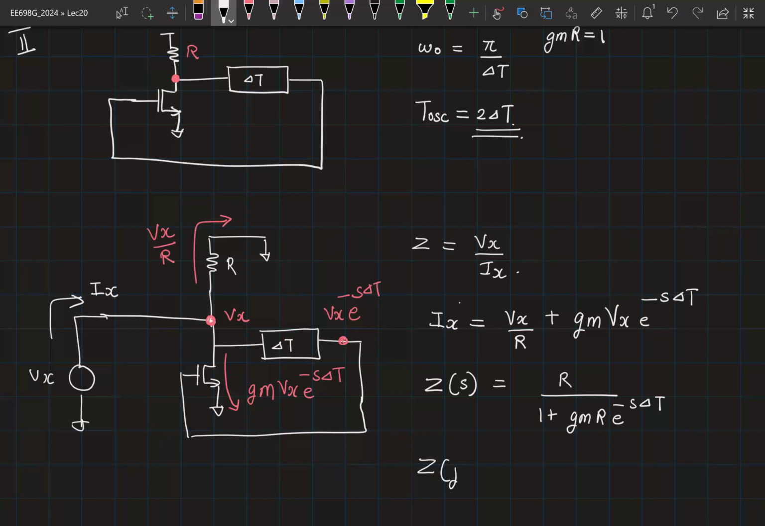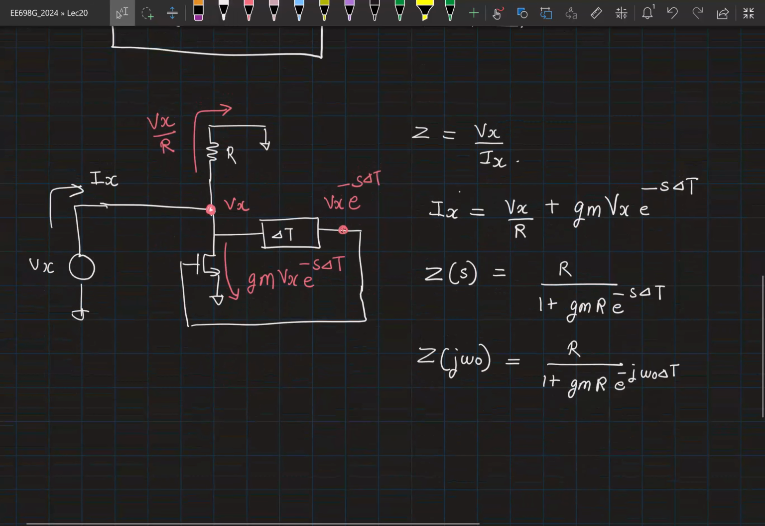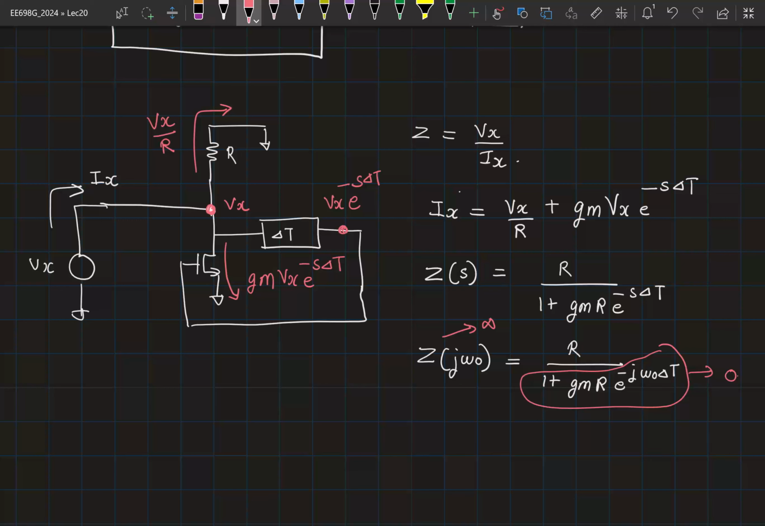So, Z of j omega naught is R by 1 plus GmR into e power minus j omega naught delta t. Now, if this impedance has to go to infinity, the denominator has to go to 0. So, that gives you the condition that GmR into e power minus j omega naught delta t should be equal to minus 1.